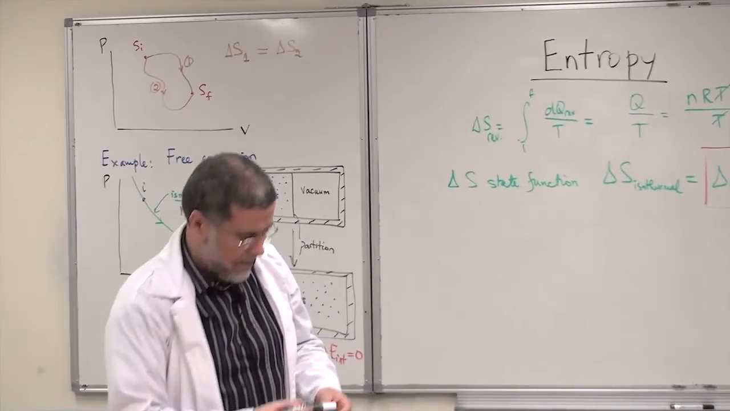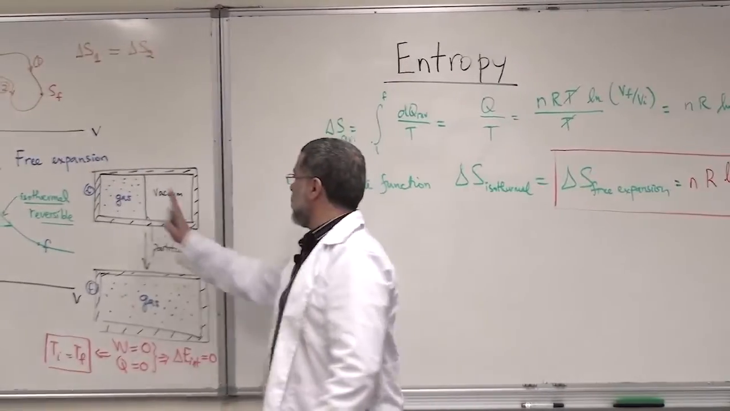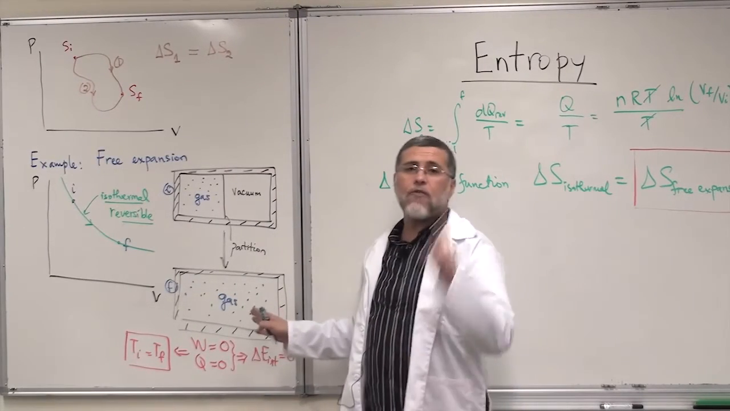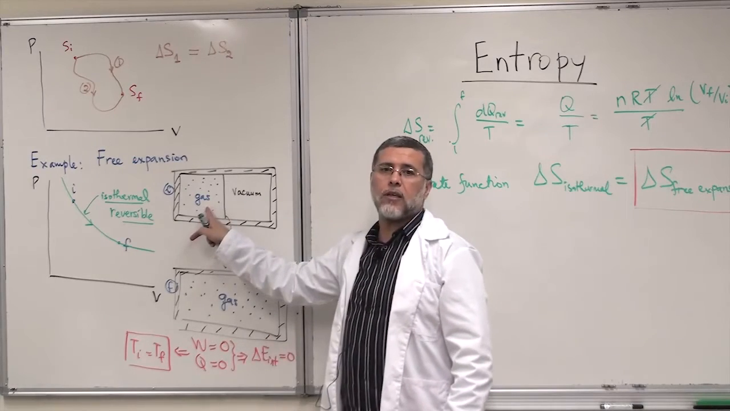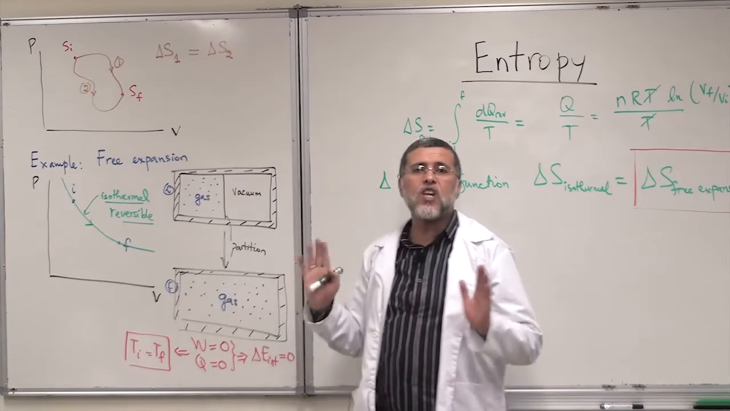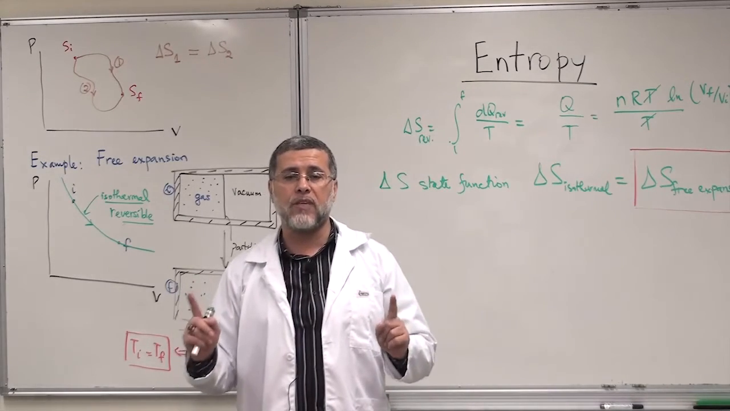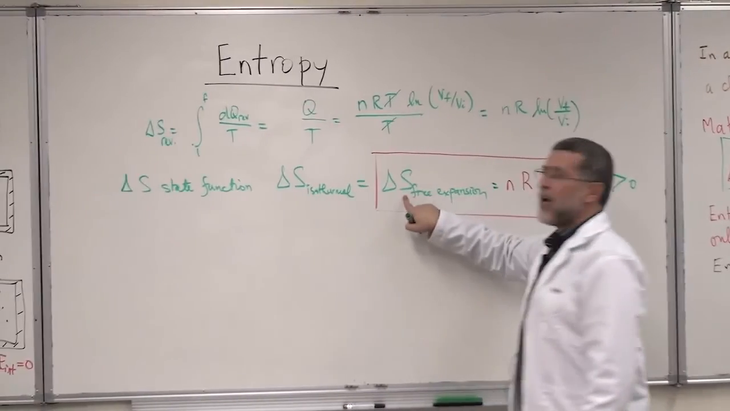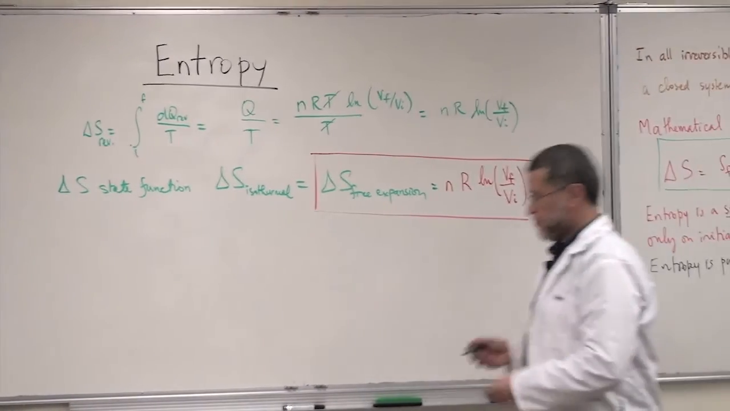Of course, you will notice something important: if I remove the partition, the gas will expand, and the gas will never by itself spontaneously go back to this situation here. It's a one-way process. It is an irreversible process. And delta S for an irreversible process is always positive because the entropy increases. And this is a positive number here because the entropy increases. So S final is greater than S initial, and delta S will be positive in this case.